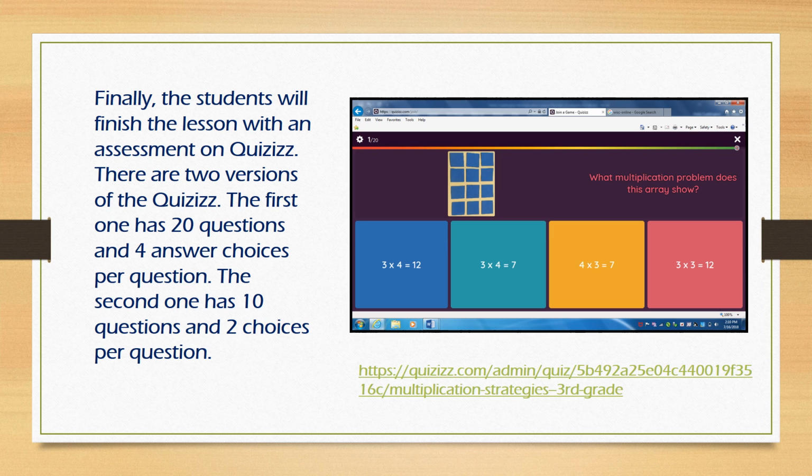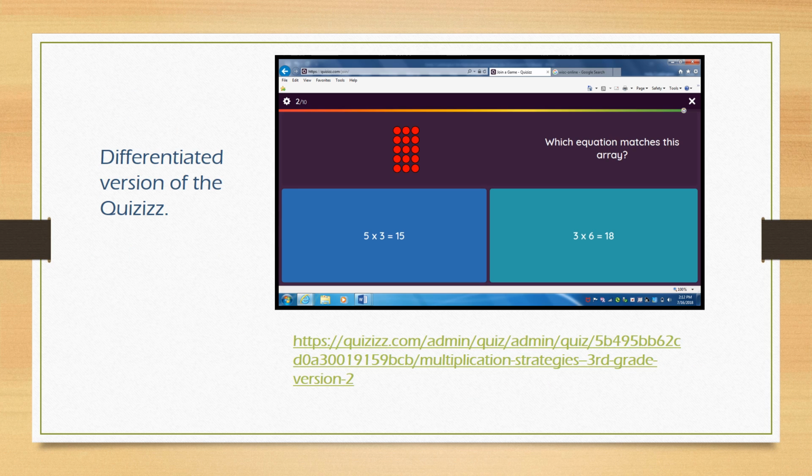But in addition, I made a second version for our friends that might get a little overwhelmed by so many questions and so many answer choices. This one has 10 questions and only 2 answer choices per question. So which equation matches this array? And hopefully the student would choose 5 times 3 equals 15.